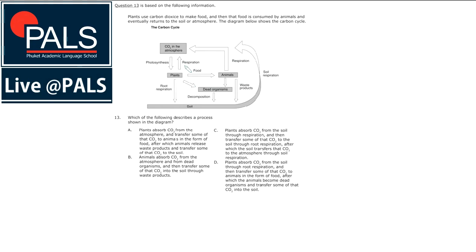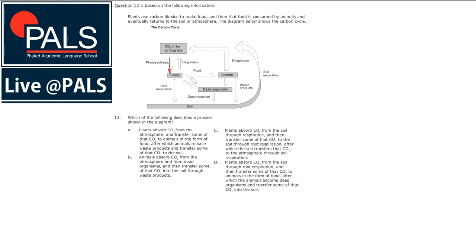So let's look at the diagram first. What do we see? We see plants absorbing carbon dioxide in the atmosphere for photosynthesis. So carbon goes from the atmosphere into plants by photosynthesis. Plants respire as well, returning carbon into the atmosphere. Animals eat plants, thus transferring carbon from plants to animals. Animals respire, returning carbon back to the atmosphere.